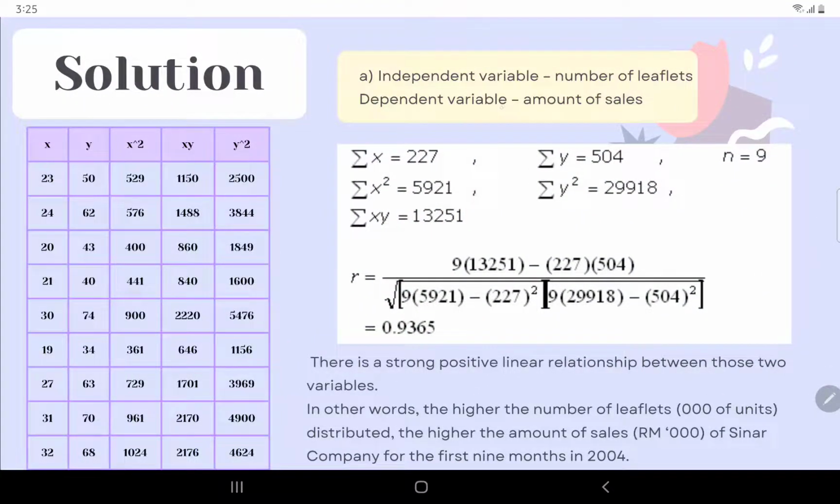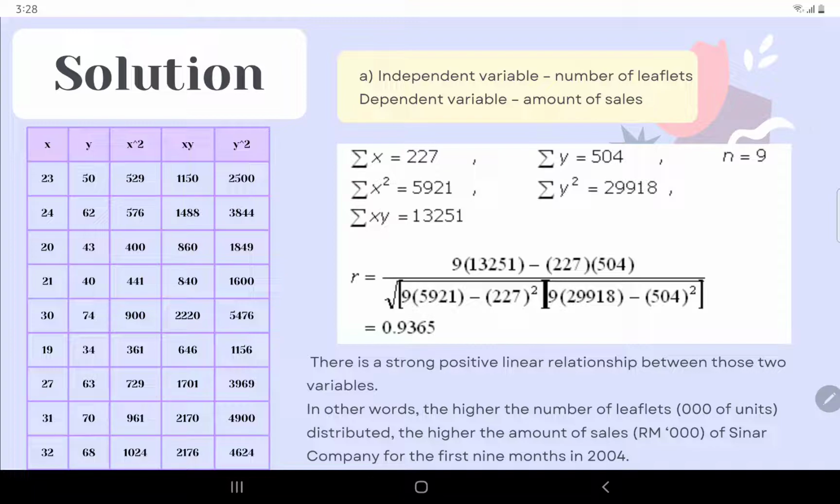Okay, so this is the solution. So the independent variable is the number of leaflets and dependent variable is amount of sale. So number of leaflet ni, okay, sebab leaflet ataupun risalah ataupun brochure, okay, risalah tu kan yang menentukan amount of sale. So kalau contohnya kita bagi risalah dekat orang yang lalu lalang, makin ramailah orang tahu tentang yang kita nak jual tu. So bila ramai orang yang tahu tentang apa yang kita nak jual, barulah bertambah sale.